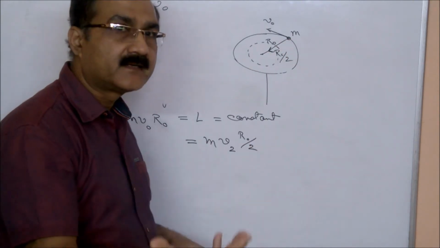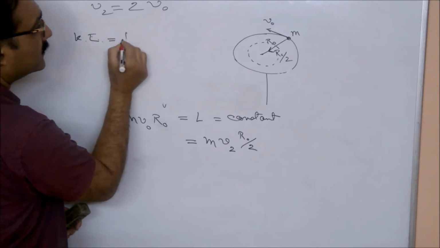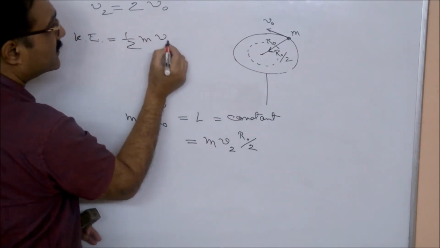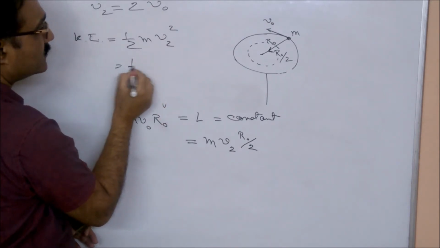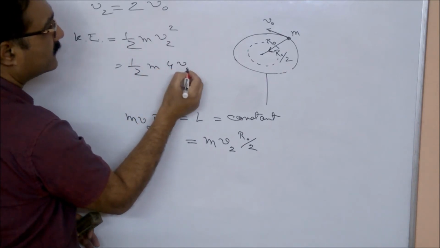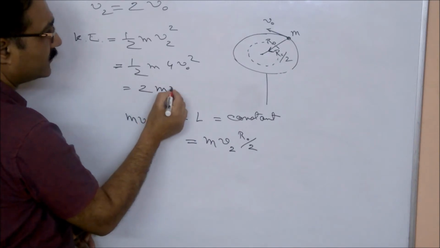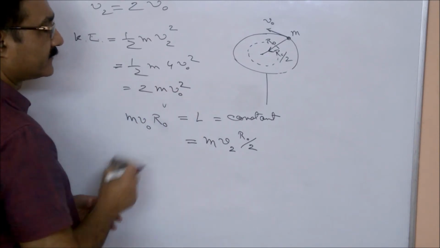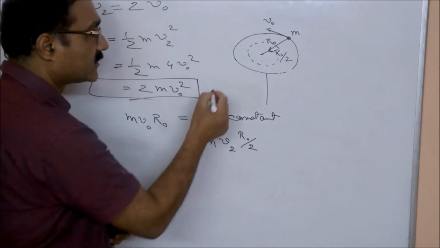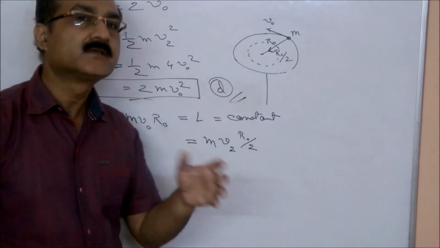To find the final kinetic energy, we all know kinetic energy is equal to half m velocity squared. At this point the velocity is v2, so this will be half m into 4 v0 square. So 2 and 4 will cancel out, it will become 2m v0 square. This is the final kinetic energy, and if we see the options, this is option D. So in this question, option D is correct.